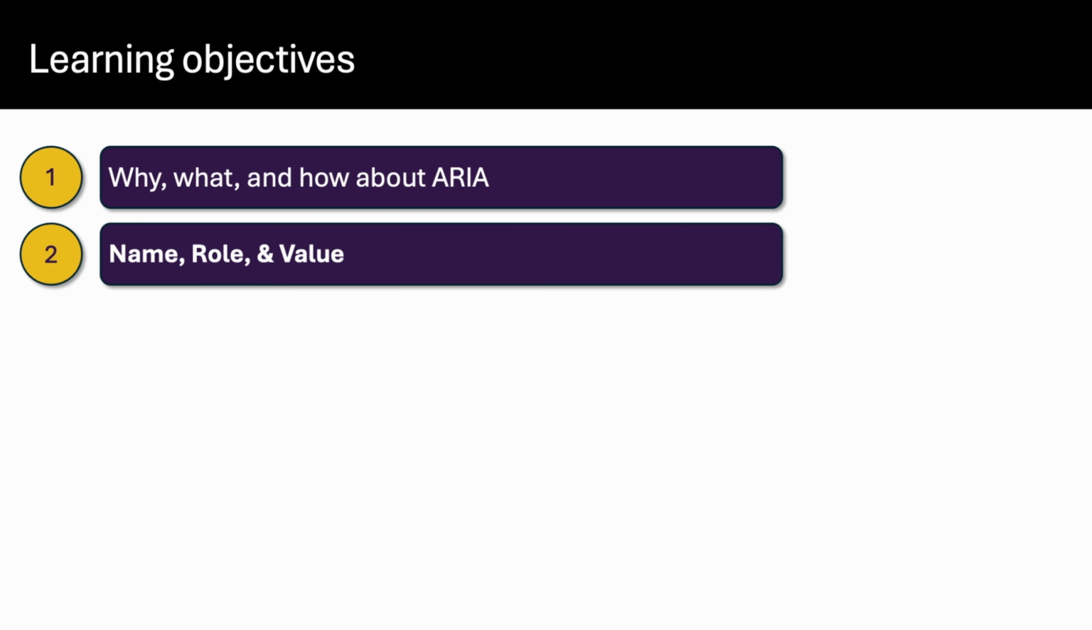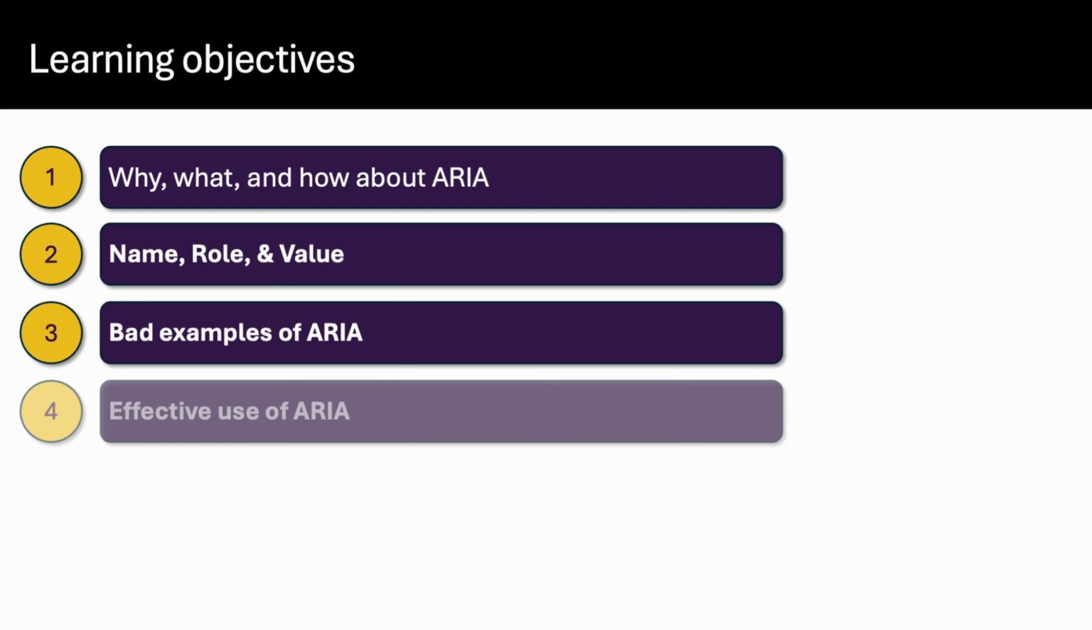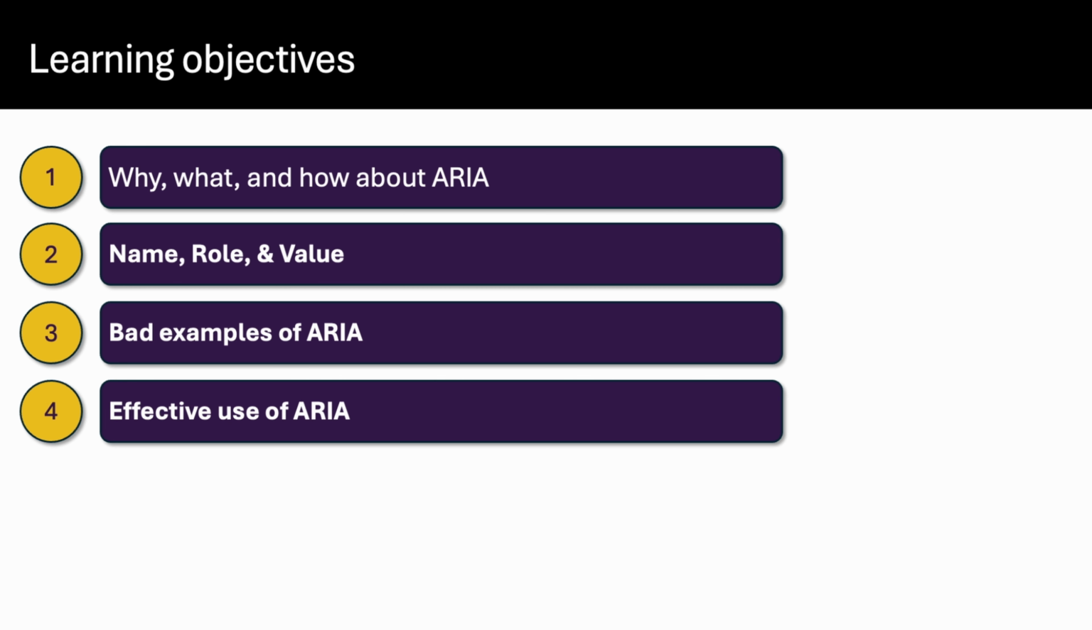Then we will break down name, role, and value, because that is the language assistive technologies depend on. After that, we will look at the bad ARIA examples, because those are the mistakes that show up in real audits. Then we will move into effective ARIA use and finish with the WAI-ARIA Authoring Principles. So by the end, you should not just know ARIA, you should know how to use it without breaking the user experience. And the bad example section is where most developers realize they have shipped this mistake before.